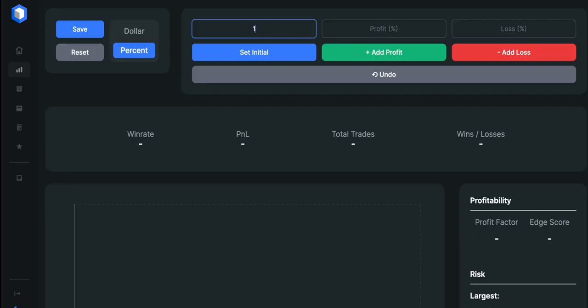I will also backtest the strategy 100 times so that you can see the real metrics behind it. Okay, without further ado, let's get into it.